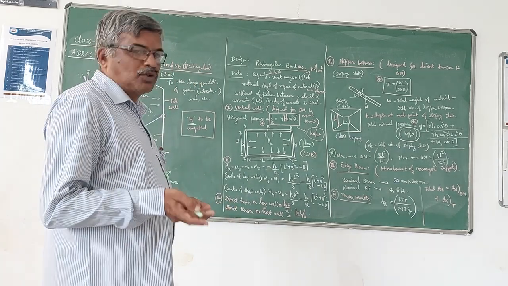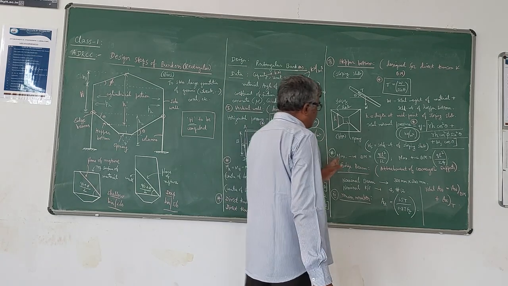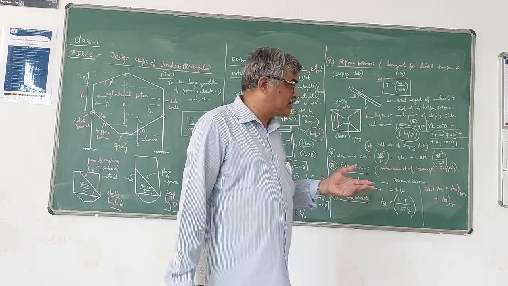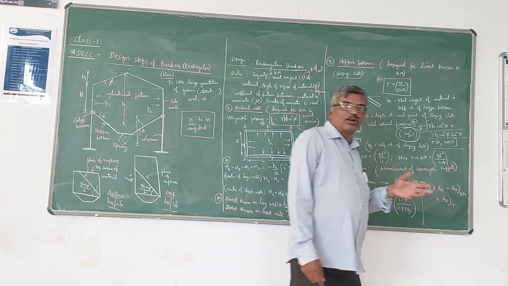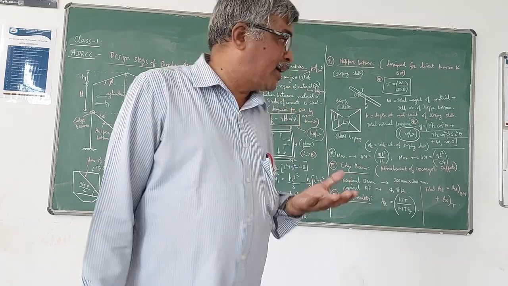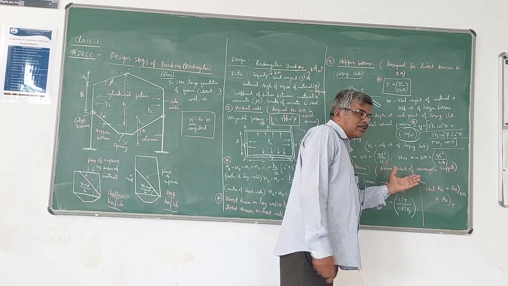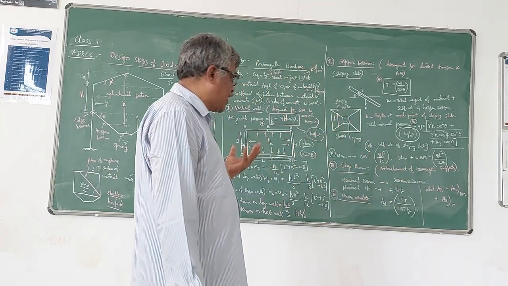You design the reinforcement according to IS 456-2000 and SP 16, which will be provided in the examination. You can use those and calculate the required reinforcement and provide it accordingly. This is a hogging bending moment, negative, and this is a sagging bending moment. We have to provide the reinforcement according to the nature of the bending moment. Once you get these maximum values of bending moment, we calculate the reinforcement Ast required for them.